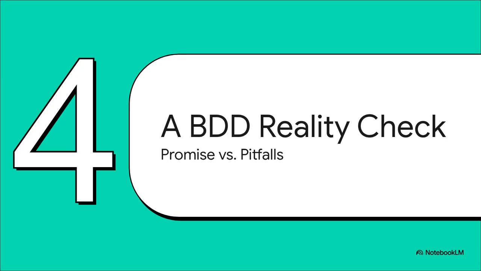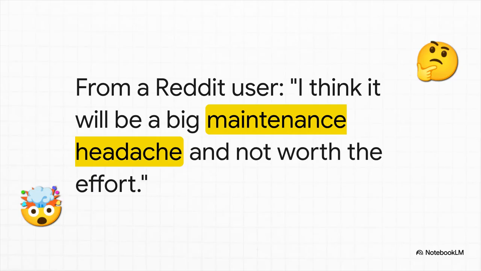Okay, so this all sounds great in theory, right? A shared language, better collaboration. What could go wrong? Well, let's get real for a second, because BDD is definitely not a silver bullet. It comes with some serious challenges. And this right here, this is probably the number one fear people have, summed up perfectly by a user on Reddit. What about maintenance? What happens when your app changes and you have thousands of these Gherkin scenarios to update? Are you just signing yourself up for a massive headache down the line?